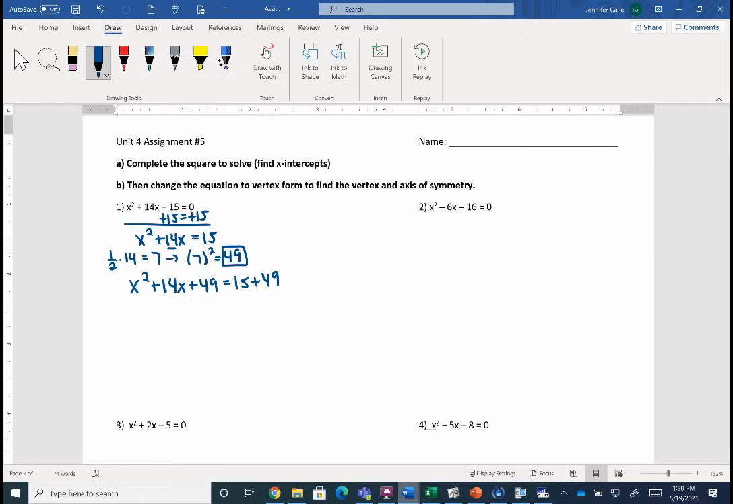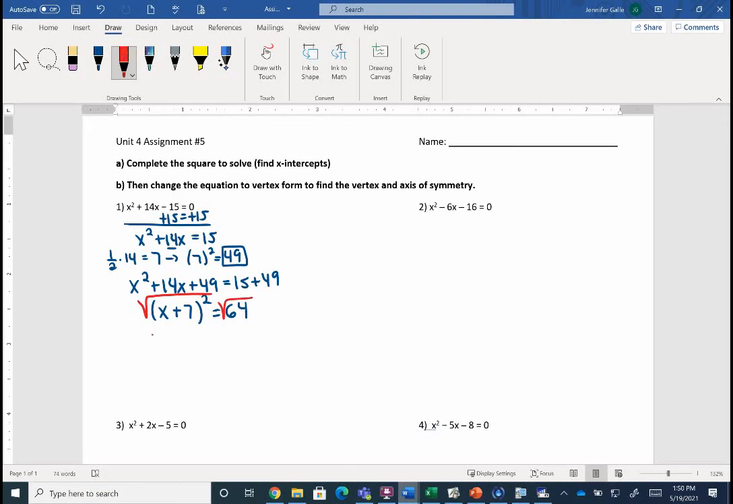On the left side, we're going to write that as a binomial squared. We always have our x in there. And then remember, inside the parentheses, it always worked out to be our half of b. So in this case, it's plus 7, and we square it. So that's our left side. Equals, and then over on the right side, we just have 15 plus 49, and that equals 64. We have our squared term all by itself on the left side. So to undo the square, we square root.